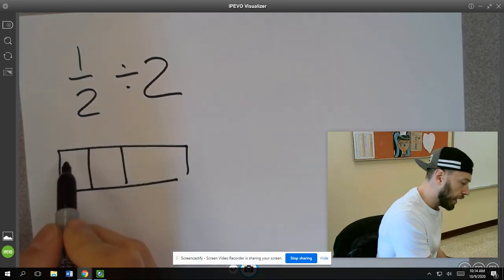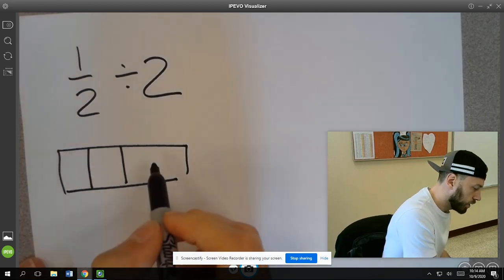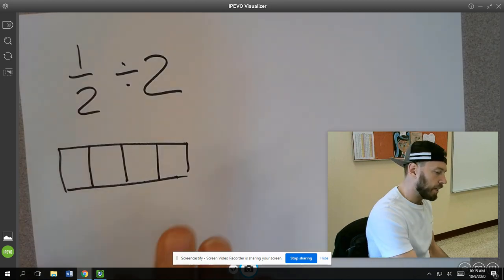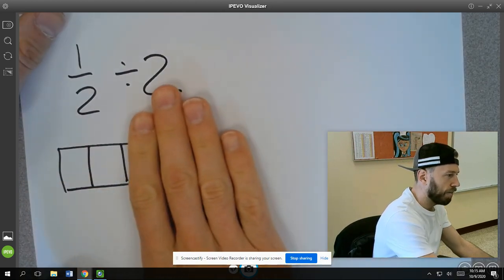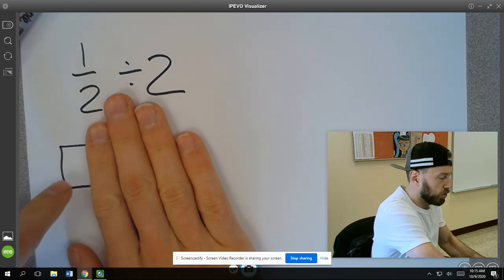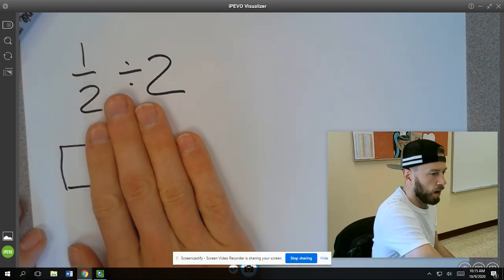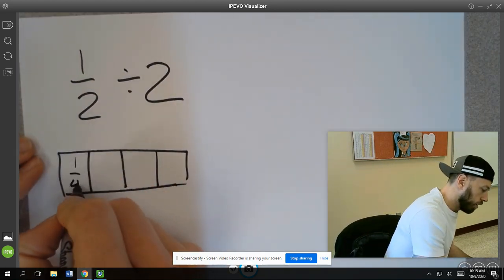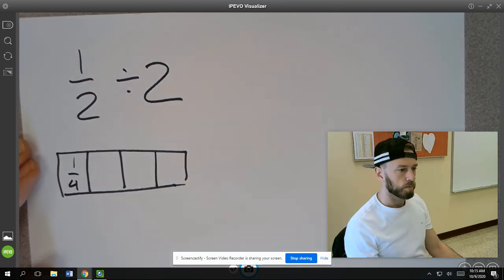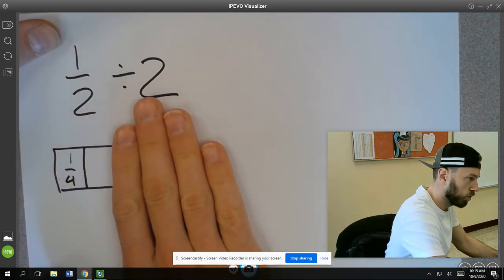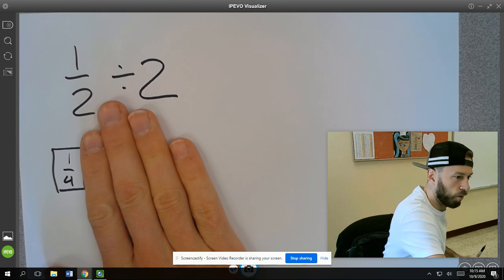There you go. Now the question is, how big is this piece then right here? Well, let's just go ahead and fill in the other side just to give us an idea. And you can clearly see that if I took 1/2 of this candy bar and then I cut it in half, that would leave me with this piece right here. And how big is this piece? Well, compared to the whole thing, it's 1/4. So visually, 1/2 divided by 2 gives us 1/4.